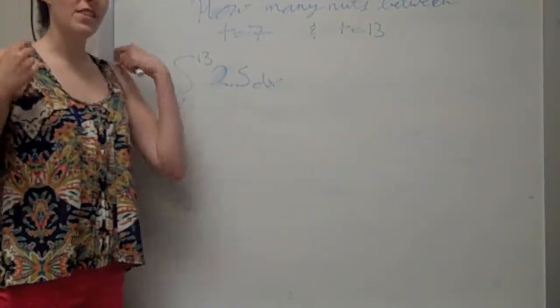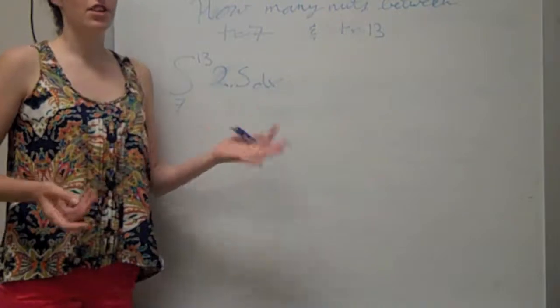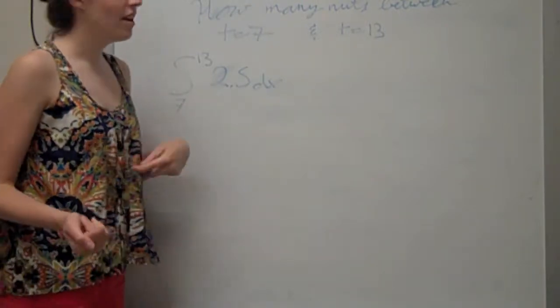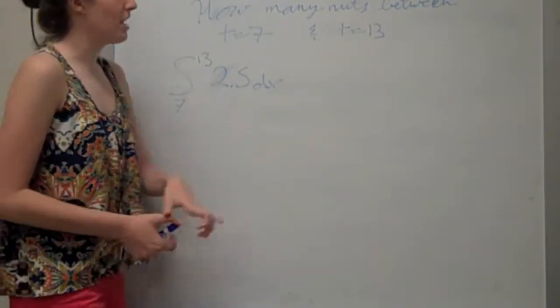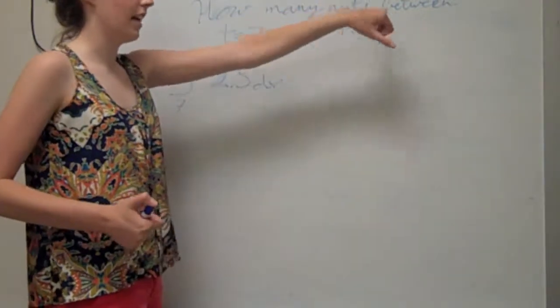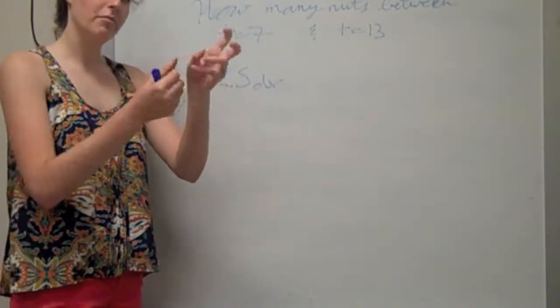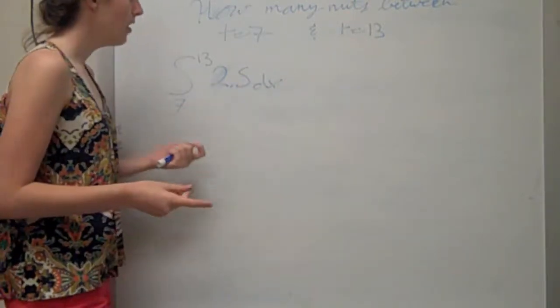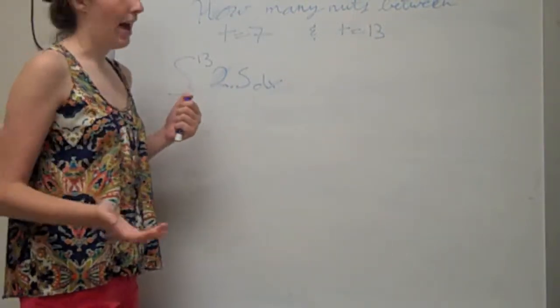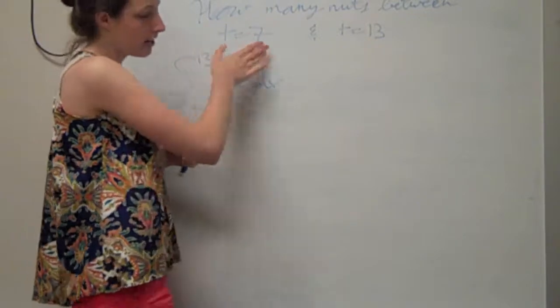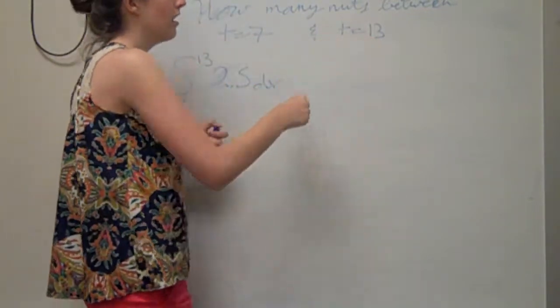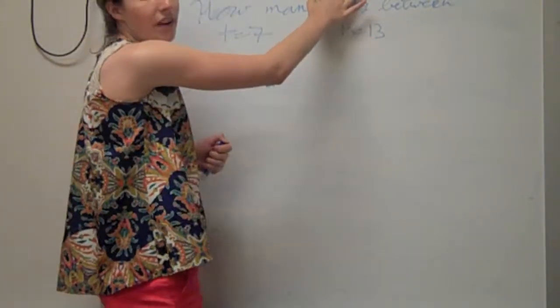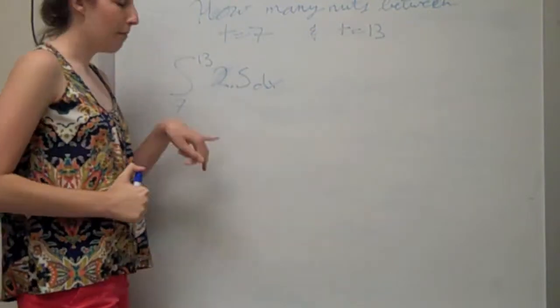Okay, now where we left off in the kitchen, I am currently adding nuts to the toffee. This is my favorite part of the toffee, so I'm adding nuts at a pretty quick rate. I'm adding 2.5 nuts every second. And these are all crumpled up nuts, so we can add less than a whole nut at a time. Now, I want to find out how many nuts I add between time 7 seconds and time 13 seconds, at the rate of 2.5 nuts per second. And to do this, I'm going to use an integral.